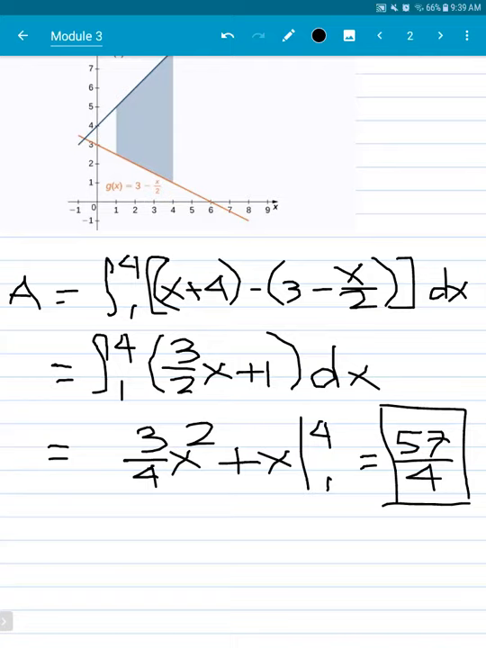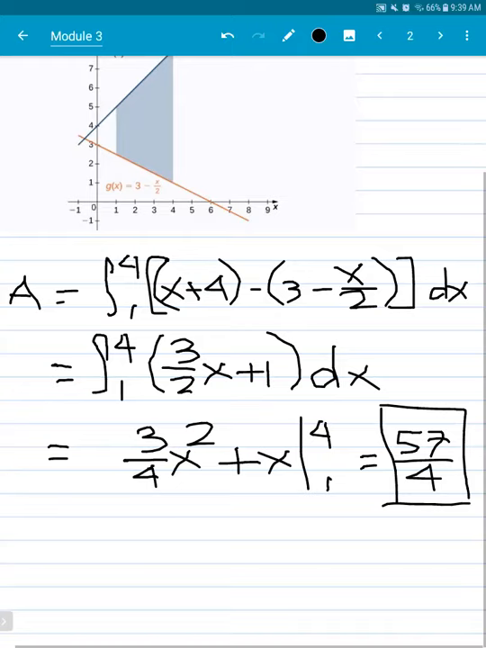You get the area. For the setup, again, it's higher curve minus lower curve. And then the lower and upper limits will be determined by the smallest possible value of x in the region, and then the highest possible value of x in the region. That is, they are 1 and 4.